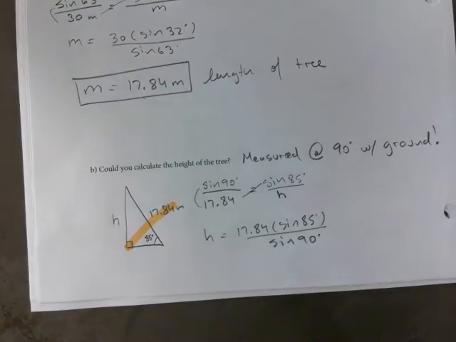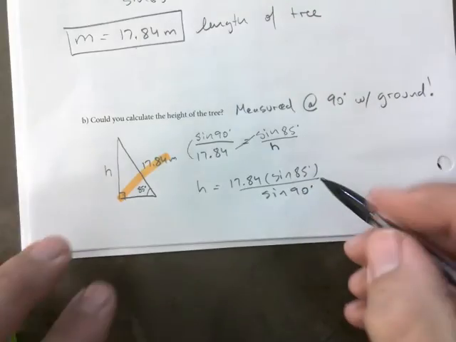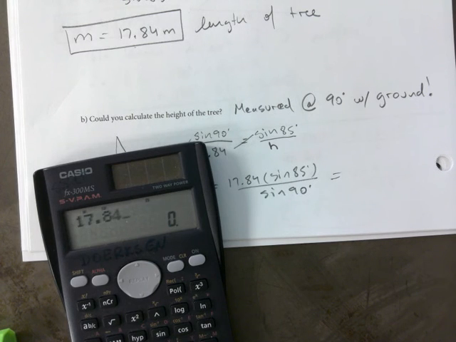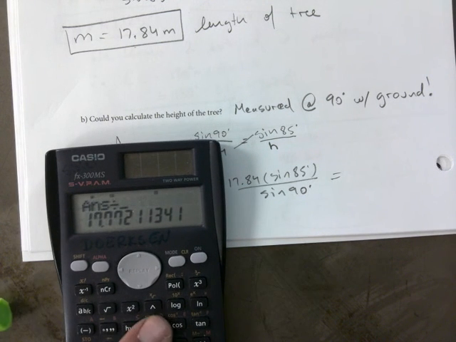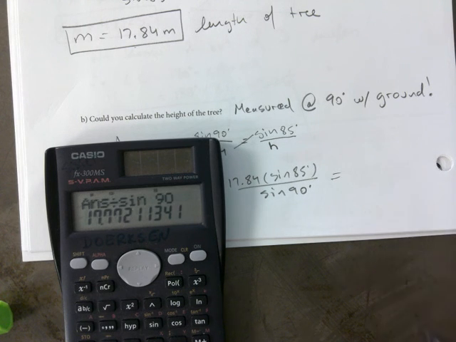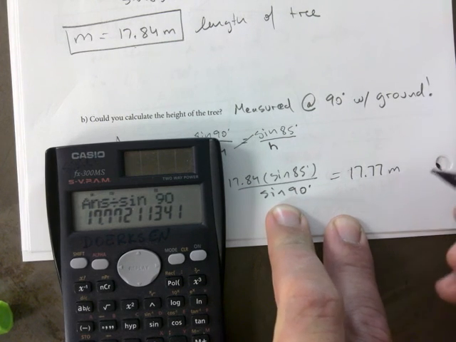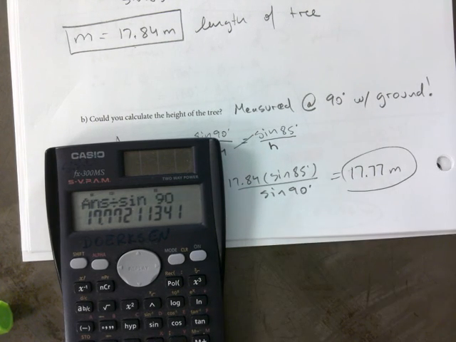And here's something interesting that's going to happen. Okay? Watch what's going to happen. Follow me here. 17.84 times sine of 85 equals. Okay? Watch what's going to happen now. Are you looking at my calculator up here? Divided by sine of 90. Did it change? No. So let's write this down first and I'll tell you why. Almost the same, right? The length and the height are almost the same because it's such a small slant, right? It's not a big slant.